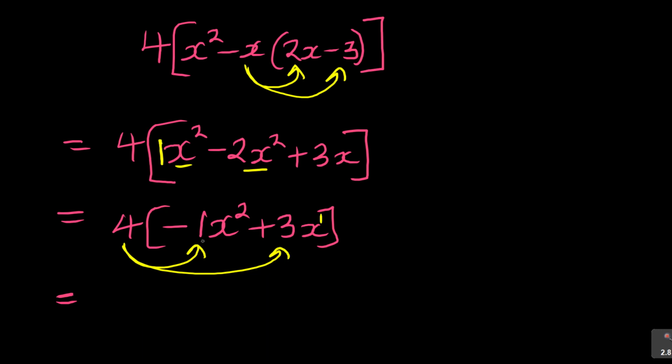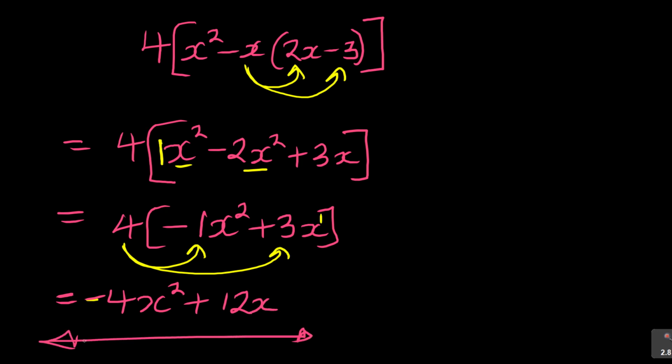All right, guys. So now let's multiply. 4 times this, it's minus 4x squared, because it's 4 times 1. 4 times 3 is plus 12x. Then this becomes the final answer.